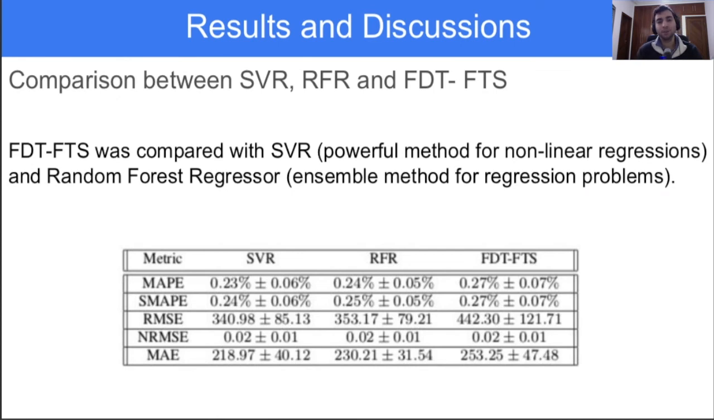Well, now we are going to some results and discussions. We're going to compare our FDT-FTS method with the Support Vector Regressor, which is a powerful method for nonlinear regressions. Also, we're going to compare our method with the Random Forest Regressor, which is an ensemble method. The metrics that we are using are MAPE, SMAPE, RMSE, the normalized RMSE, and MAE. And we can see in the table that the results were pretty close because all the metrics results had a close intersection.